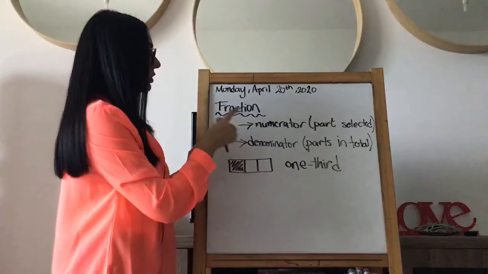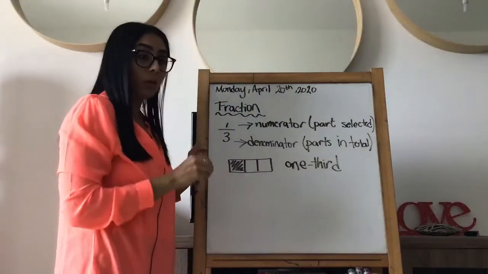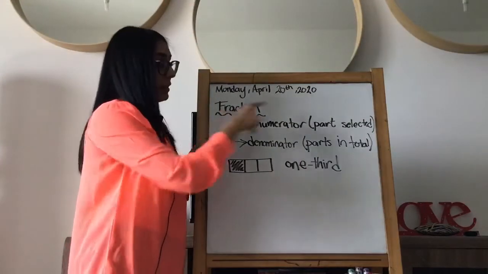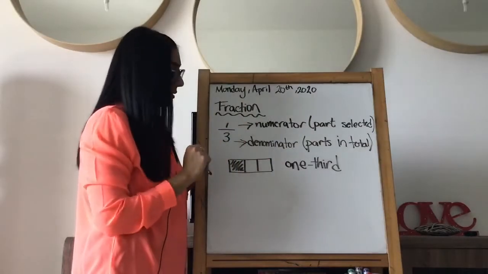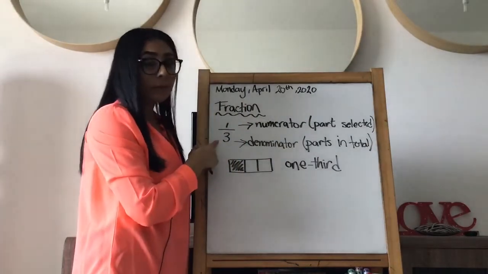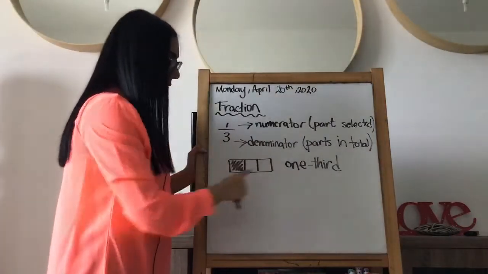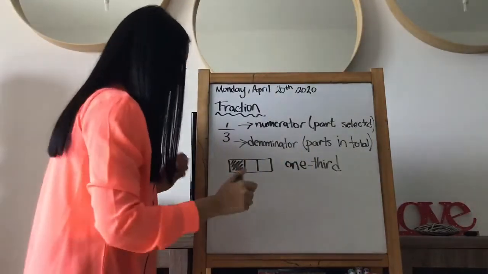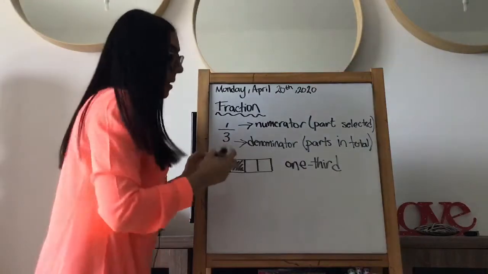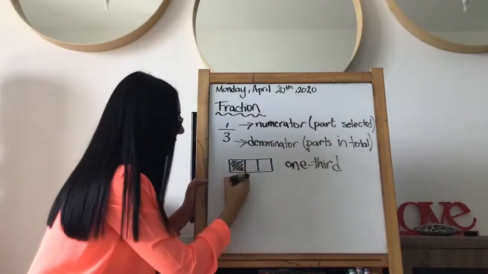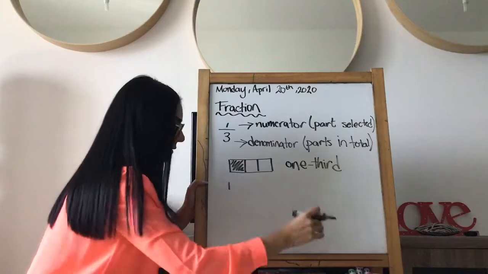Okay, quick review on fractions. Anything that is less than a whole: top is a numerator, which means it's the part that's selected or chosen. Bottom, which is the denominator, means how many parts in total. This is an example of one, right? 1/3.